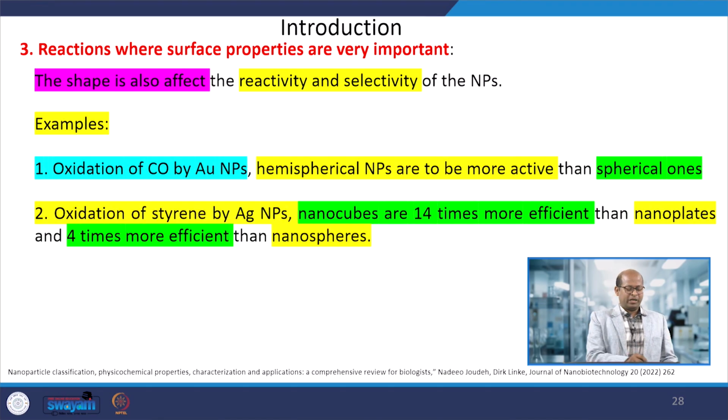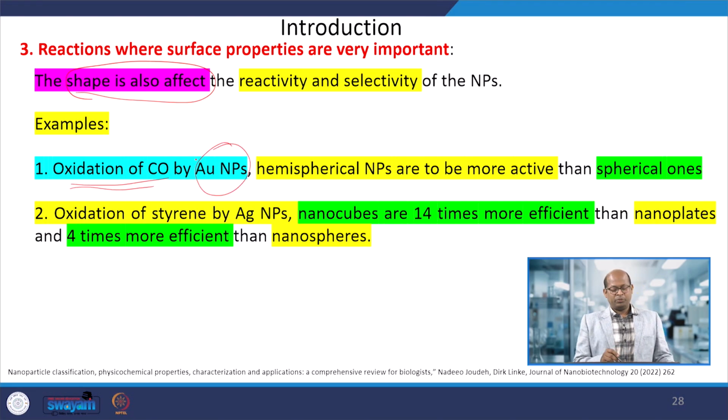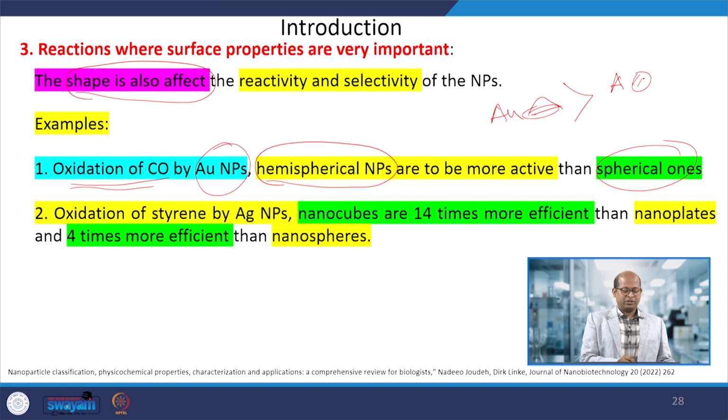Okay, here I am showing a few examples. The shape of the catalyst is also very important. Suppose we do an oxidation reaction of CO using gold nanoparticles having a hemispherical shape. That is much more active than spherical ones. So if we make the gold nanoparticles hemispherical, they would be much more active than spherical shapes.